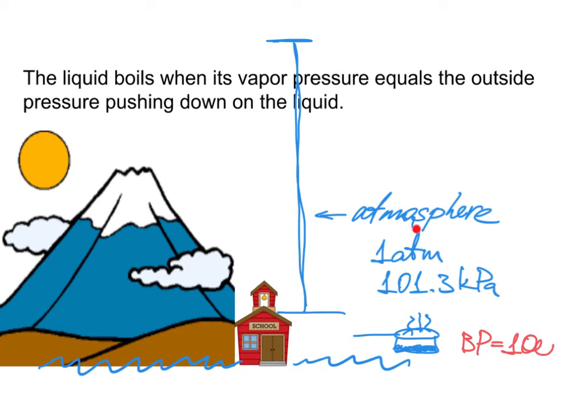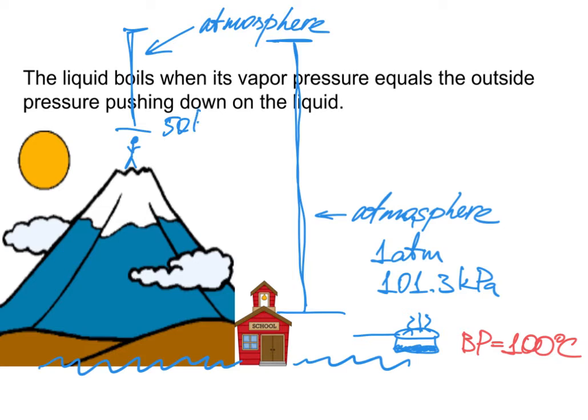Now, let's go up this mountain. We are standing here on top of the mountain, and the atmospheric pressure acting on us is lower because there is literally less atmosphere to press on us. Let's say we are so high that atmospheric pressure is approximately half of what we experience at the bottom of the mountain. So it is about 50 kilopascals or half an atmosphere.